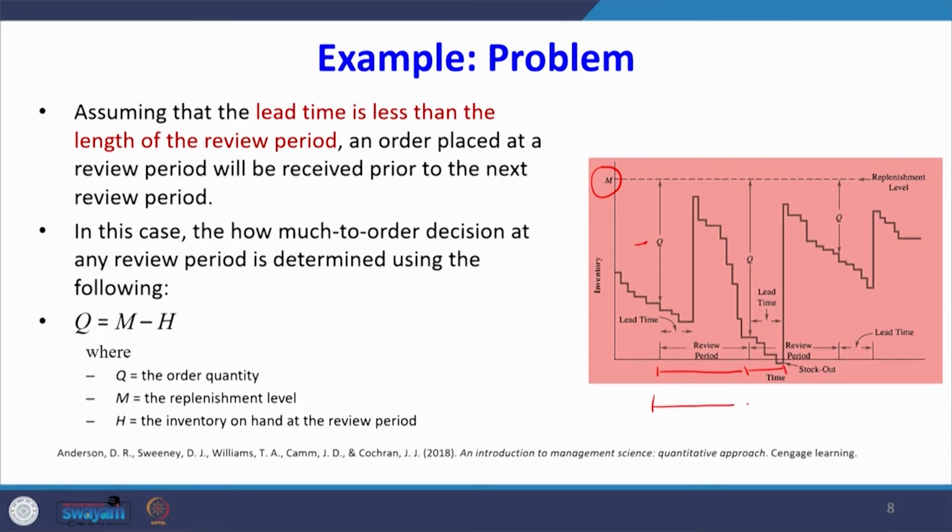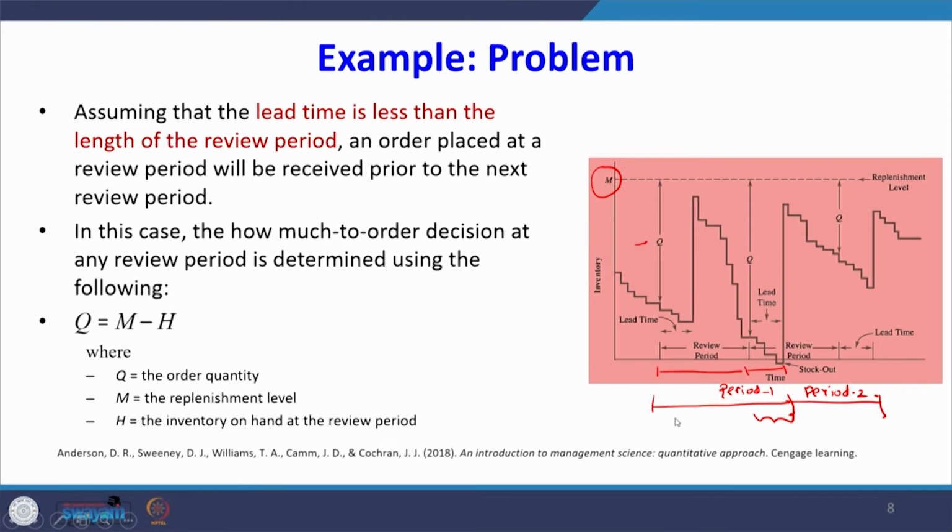So, this is one cycle including the lead time, this is another cycle including the lead time: cycle 1, cycle 2, otherwise we can say period 1 and period 2. What we assume here is that this lead time is less than the review period, and an order placed at a review period will be received prior to the next review period. Suppose I make this order before the next review period, we will receive the order.